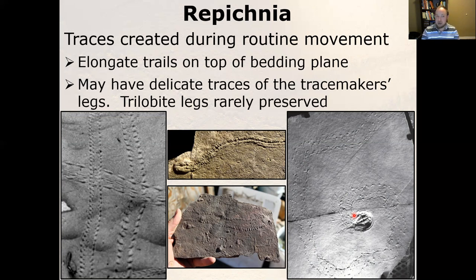They're like delicate marks of the tracemaker's legs. And again, one thing that's pretty cool about this is trilobite legs are rarely preserved, but we actually see them in these Cruziana trace fossils. We see evidence of how trilobites moved around.